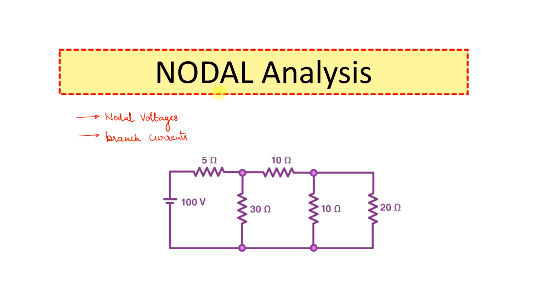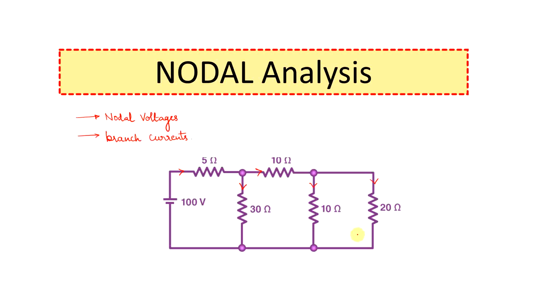analysis. When I talk about branch currents, it basically means the current that is flowing in this particular branch. So in this branch you have this element, 5 ohms, right? So the current that is flowing across this 5 ohm resistance can be determined, or I can find out the current that is flowing across this 30 ohm resistance, or across this 10 ohm resistance, or across this 20 ohm resistance.